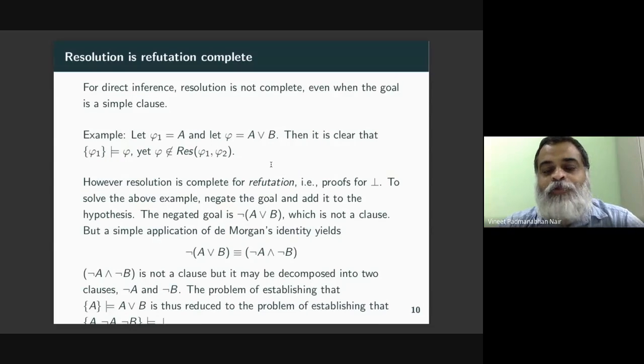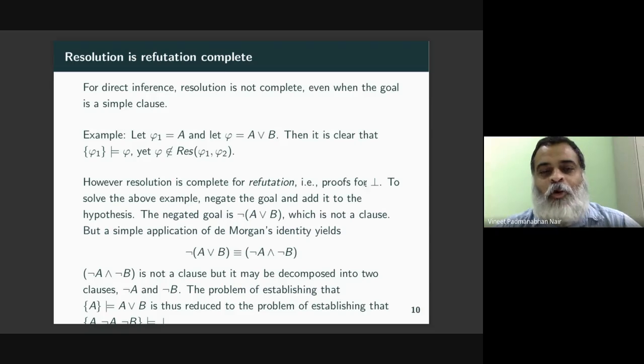However, resolution is complete for refutation. That is, it proves falsity. Let us see. To solve the above example, negate the goal and add it to the hypothesis. So when you negate the goal, what was the goal? The goal was A or B. You had to prove A or B from A. So A or B is the goal. What it says is, to solve the above example, negate the goal and add it to the hypothesis.